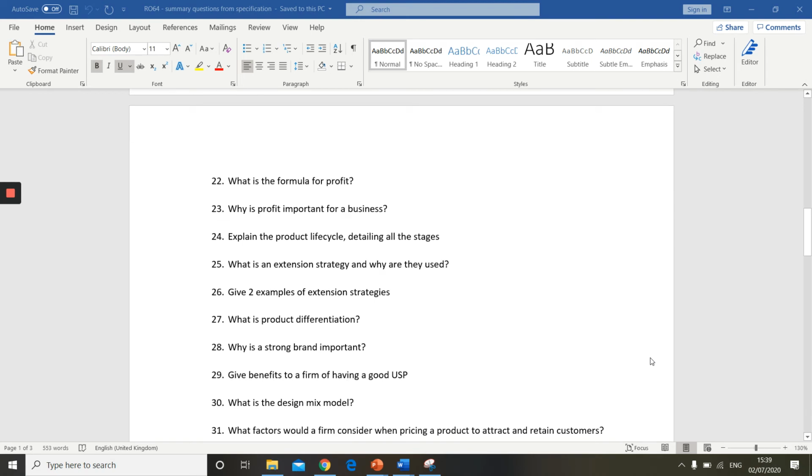Okay, still looking at finance, question number 2 is asking you to look again at a formula, but this time we're looking at the formula for profit. Pause the video now and write down your answer.